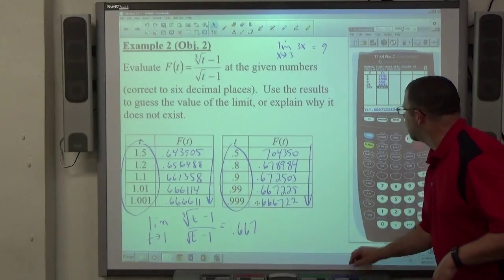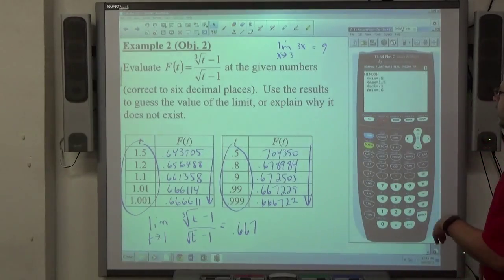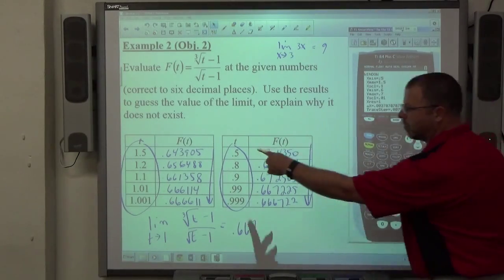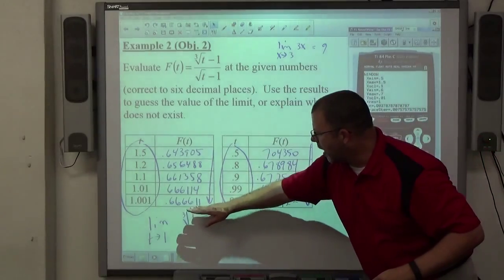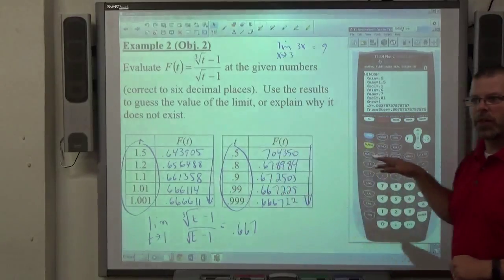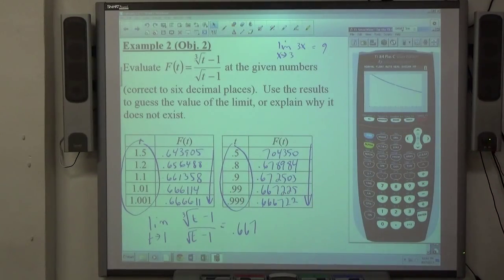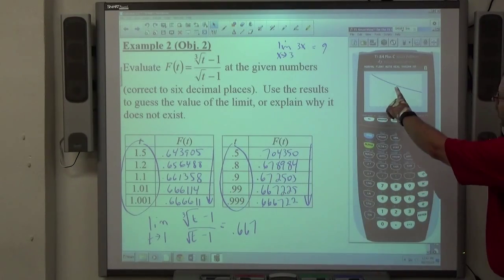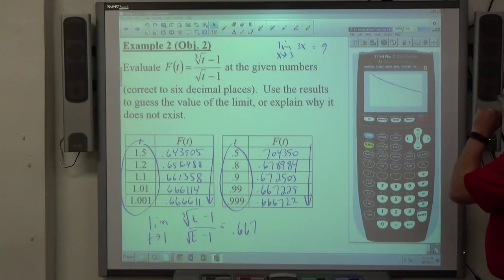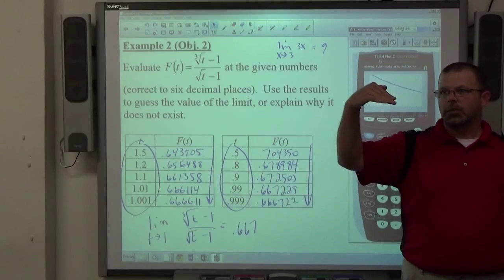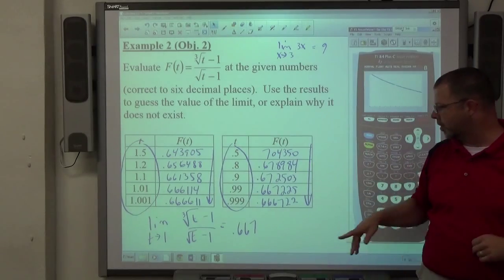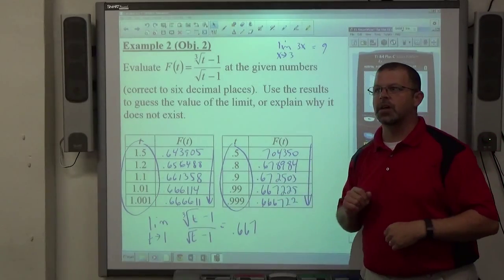All right, and notice if I did a window here that was meaningful for these numbers, from 0.5 to 1.5, I put my y's from 0.6 to 0.7 because that's about where they all are. Hit graph. Notice there's a hole at 1, but the graph itself seems to be continuous except for that. So the left-hand limit and the right-hand limit seem to be approaching some number. That number seems to be 0.667.